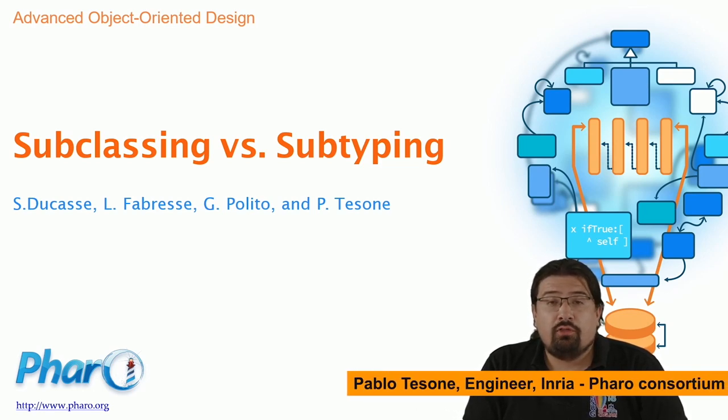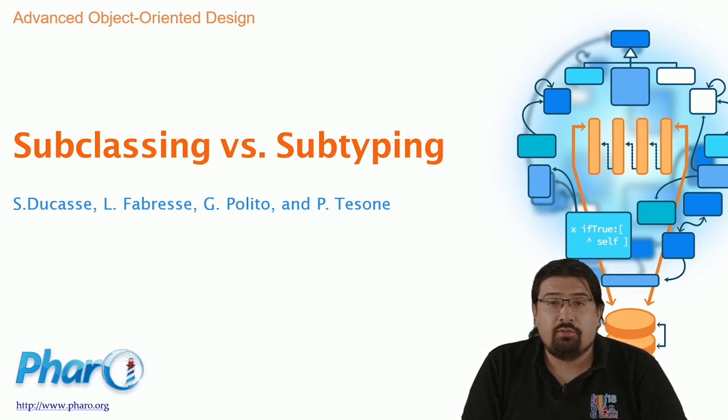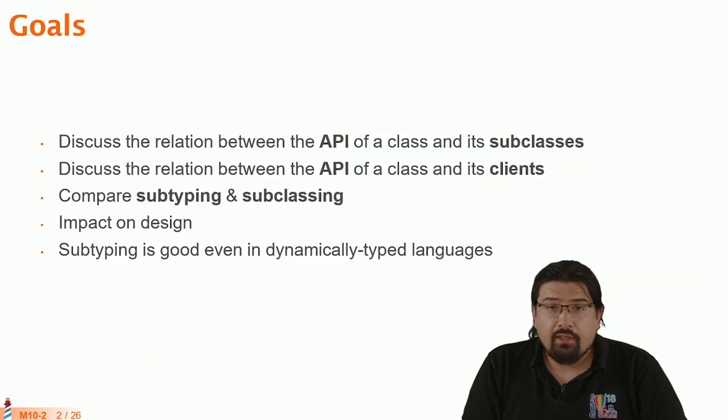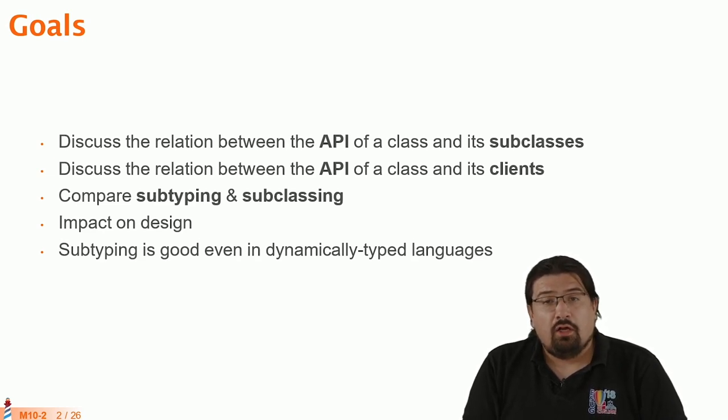In this lecture, we are going to talk about subclassing and subtyping. The goals for this lecture are to discuss the relationship between having an API and what happens when we have a subclass of it. Also, what happens with this API and the clients of a given class. We need to compare subtyping and subclassing, and we are going to see how these concepts impact the design. Subtyping is good even in dynamically typed languages.